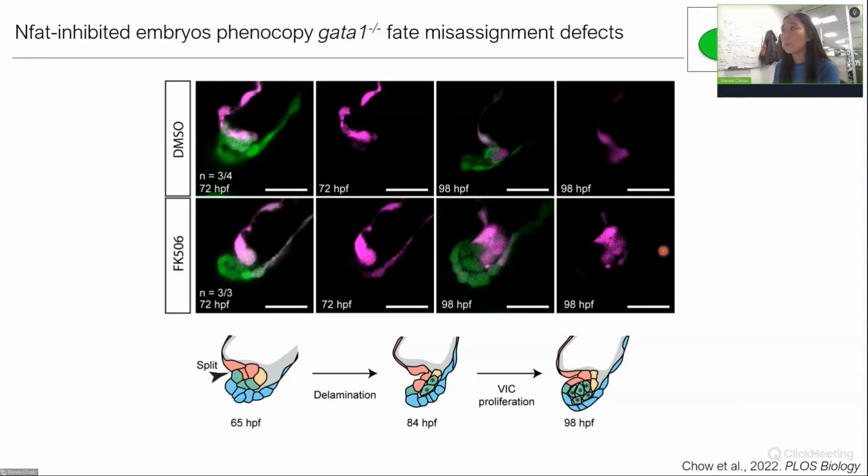And so I performed photoconversion fate mapping studies in embryos that have been treated with FK506. And what I found was that, just like in the GATA1 mutant, some of these cells get stuck inside the cardiac jelly and they proliferate, and you end up having these thick hyperplastic valve leaflets.